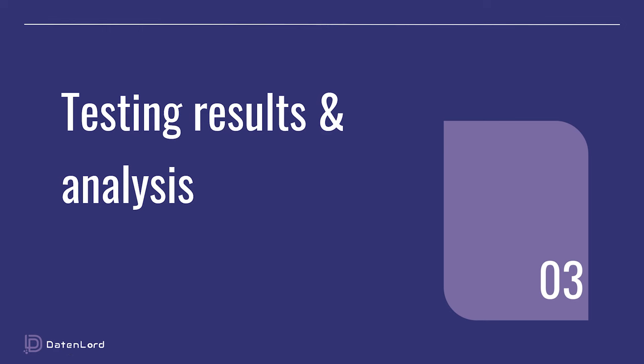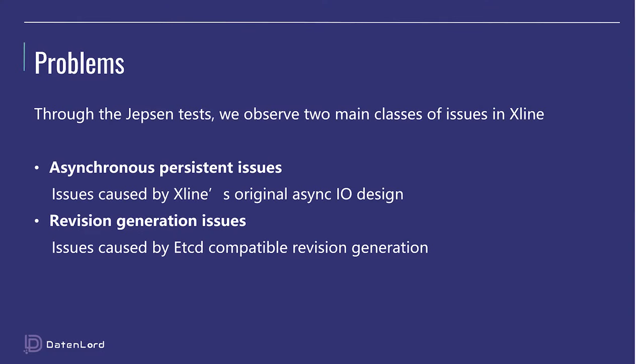Okay, let's move on to the analysis of the test results. Through the Jepsen test, we observed two main categories of issues in Xline. The first category is asynchronous persistent issues, which are caused by Xline's original asynchronous I/O design. The second category is revision generation issues, which is caused by the etcd compatible revision generation.